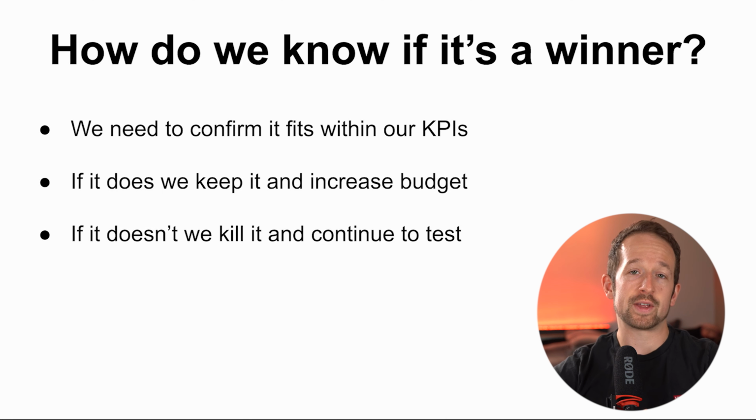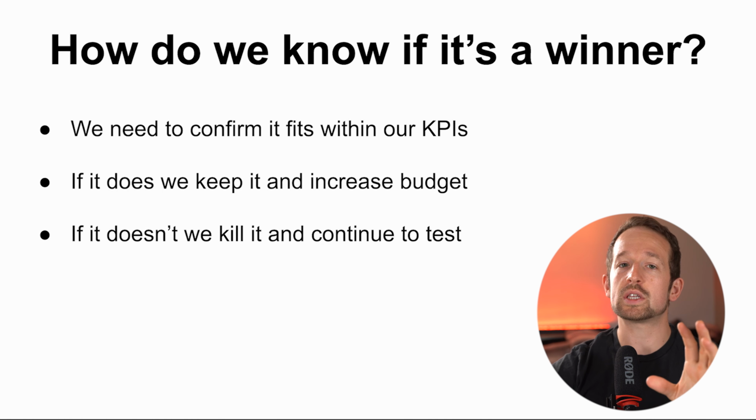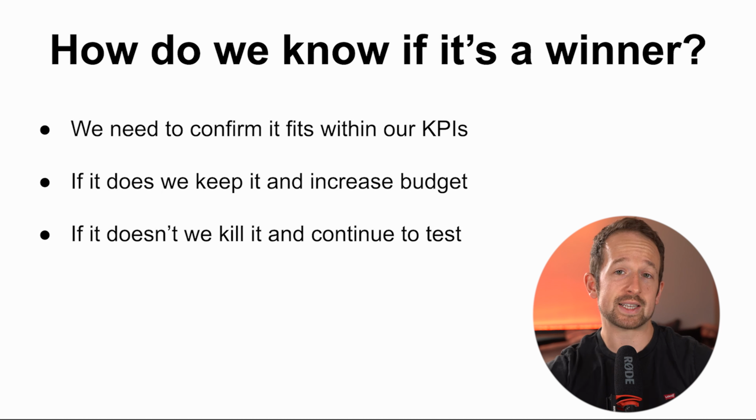How do we know if it's a winner? We need to confirm if it fits within our KPIs, and you can do this by analyzing the data. We only want to keep ads on that are winning and within our target CPA. If you're not sure about target CPAs, I have done another video on that and you can have a look and go through, and that is cost per acquisition. If after testing it fits within our criteria and target CPA, we can then increase the budget on the ad. If it doesn't, we can then kill it and continue to test.